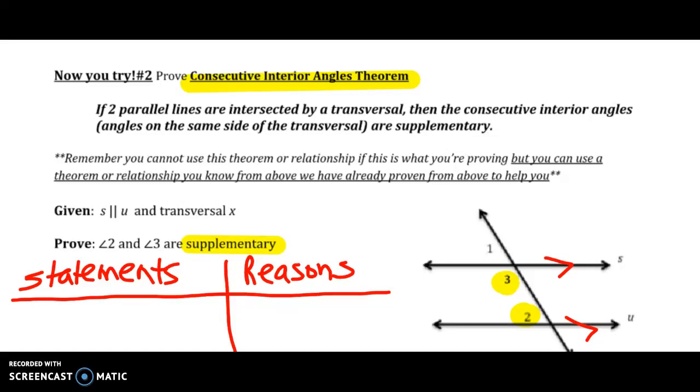This is Unit 2, Lesson 7. Now you try example number 2, where we are going to prove consecutive interior angles theorem.